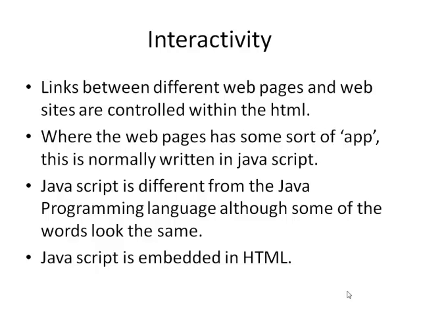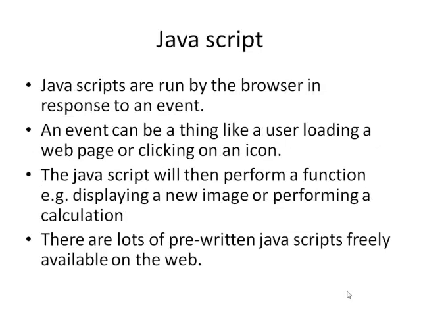This JavaScript, which does something locally in the browser, is a program which runs locally on the user's PC. The script itself is generally embedded into our HTML. JavaScripts are basically run in response to an event, such as the page loading up or the user clicking something. There are loads of pre-written JavaScripts available.